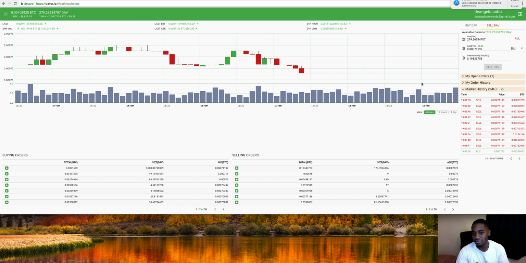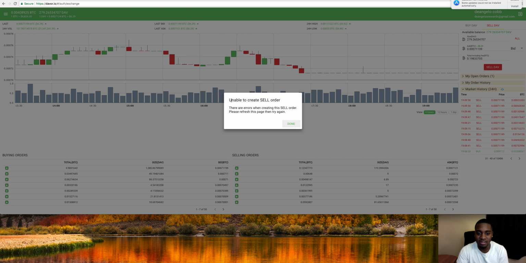So some people have been hitting me up like, hey, I've been getting "unable to sell" and "unable to create sale order" and stuff like that, guys. And this is just some tips that have helped me in the last not even 24 hours, but the last couple hours here, because I bought another $3,000 worth of DAV.